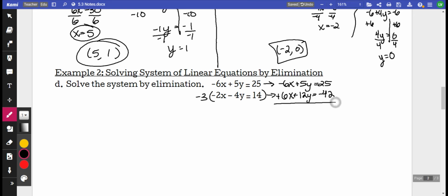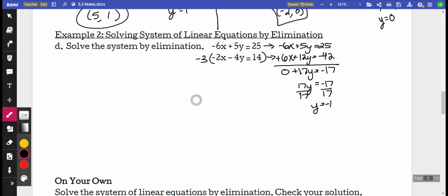So then I'm going to add both my equations. Negative 6x plus 6x is 0, plus 5y plus 12y is 17y, and then 25 plus negative 42 is a negative 17. Left side becomes 17y equals negative 17. Divide both sides by 17, you get y equals negative 1. So that is the solution for the y.